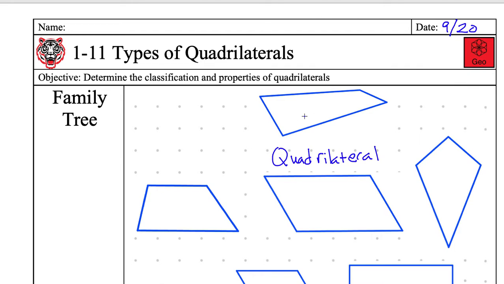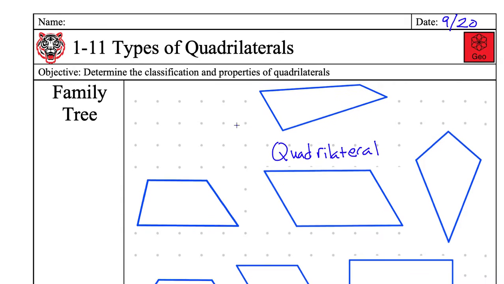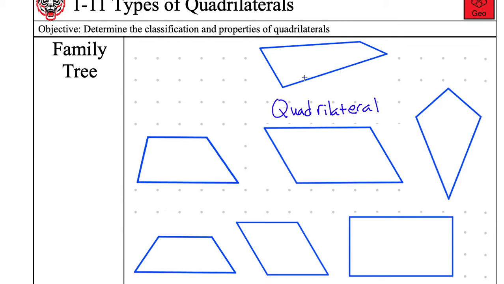It has a family tree, and I'm going to put that in air quotes because it's not really a family tree, but it's a good way to think about the properties of quadrilaterals. So, Mr. Quadrilateral has 3 children. I don't know if they're feminine or male. But I'm going to draw a line that connects the family tree.